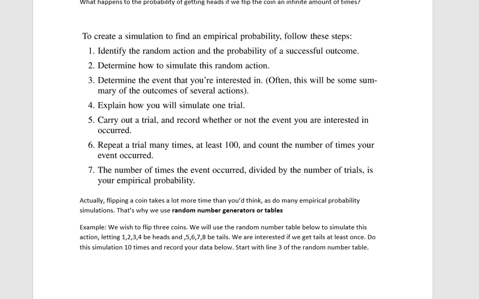After that, we're going to do that trial, record whether or not the event came up, and then we're going to repeat this at least 100 times. Okay, sometimes you'll have to do it more depending on the situation you're looking at, but 100 times is a good rule of thumb. After that, you're going to take the number of times that you saw the event you're interested in, divide it by the number of trials, and that's going to be your empirical probability.